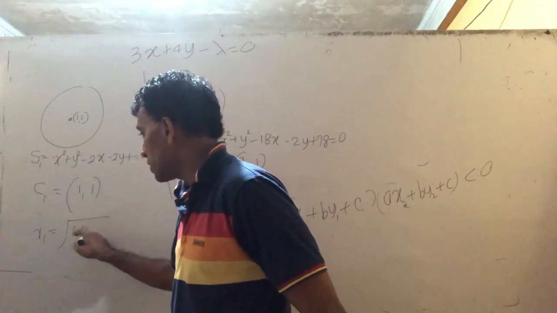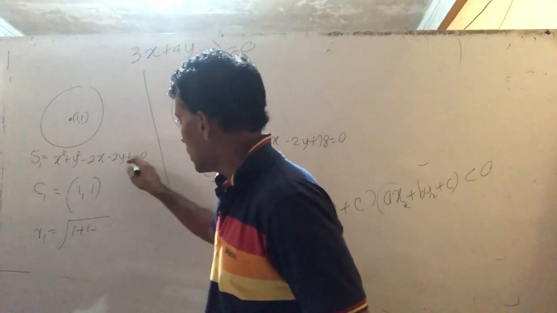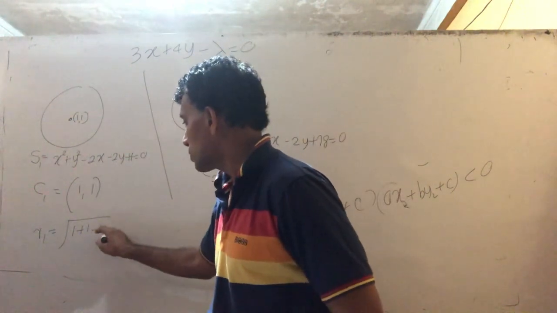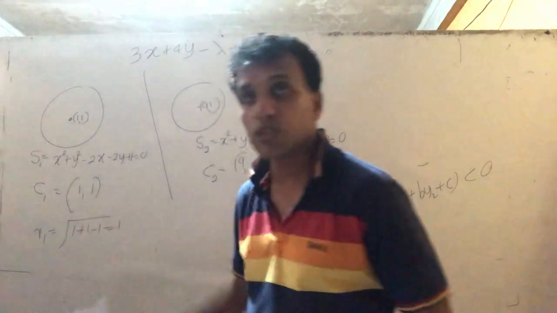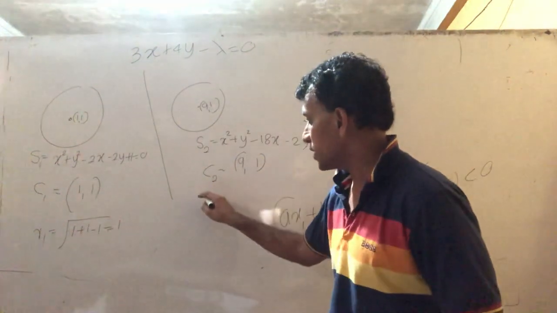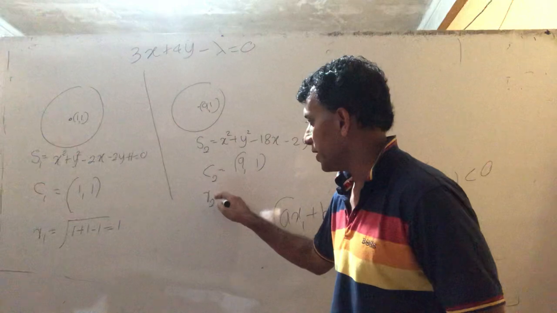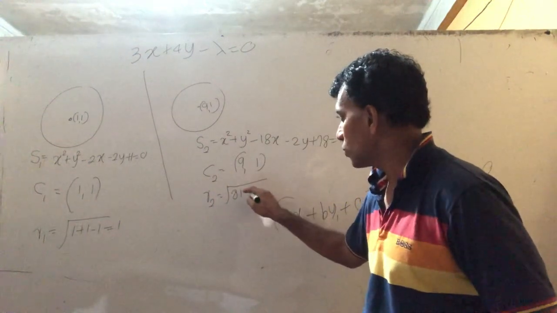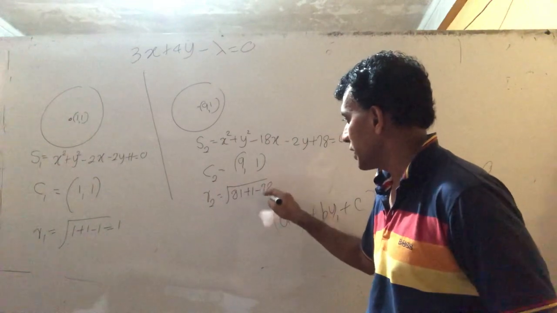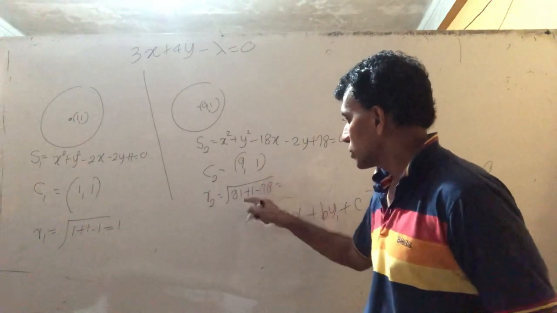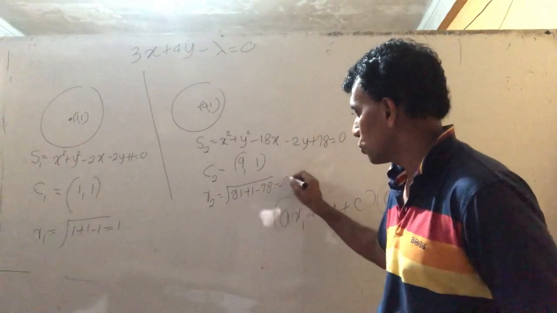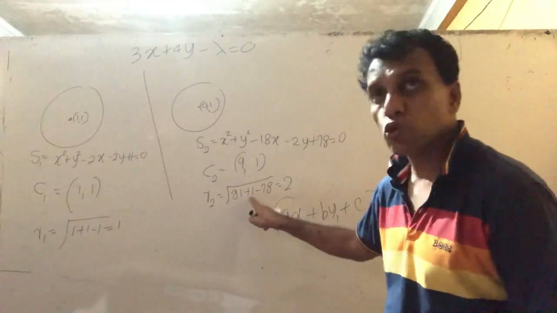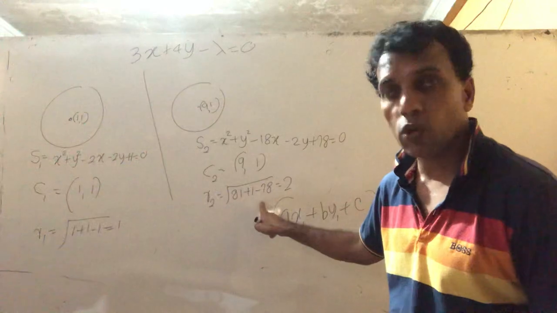1 square plus 1 square minus... the last circle, radius is 1 there. Here, what equals R2? What is the radius? Square root of 81 plus 1 minus 78. So here 82 minus 78 is 4, that's 2. The second circle's radius is 2. Here 82 minus 70... is 4, so 2.